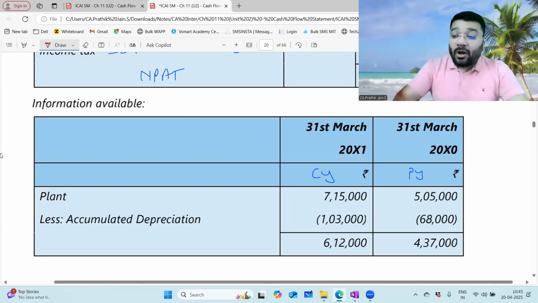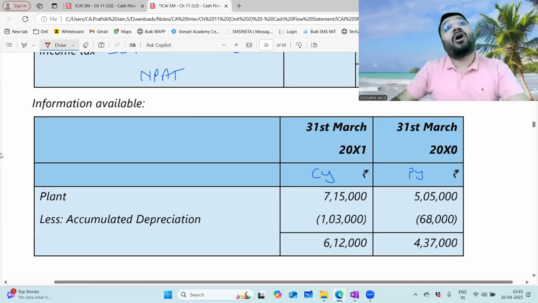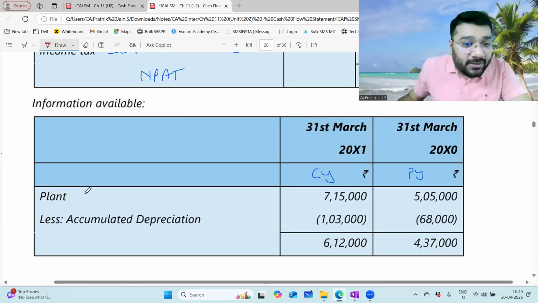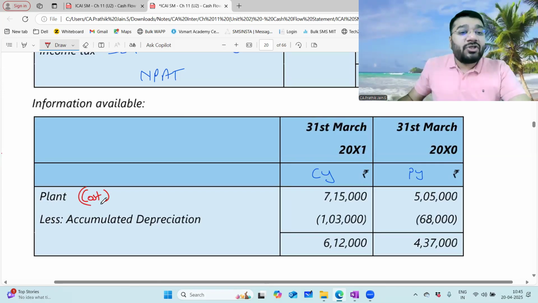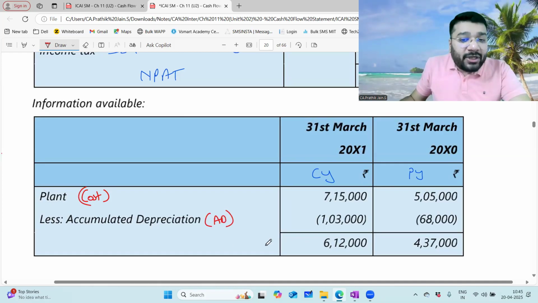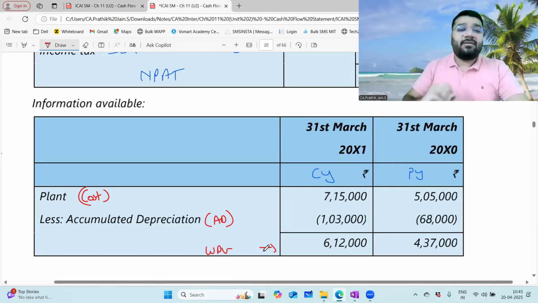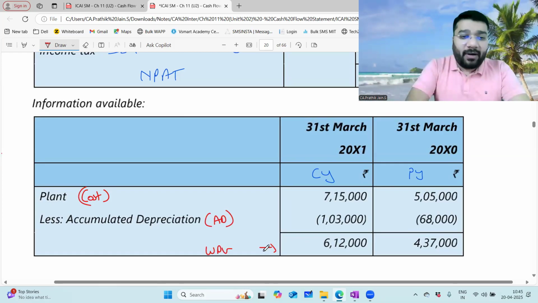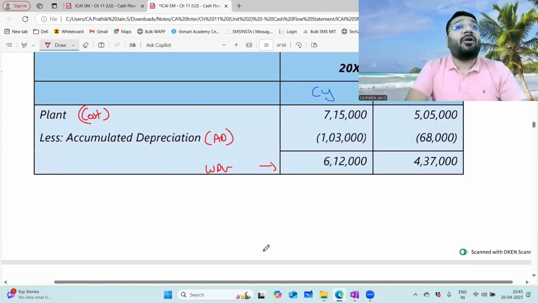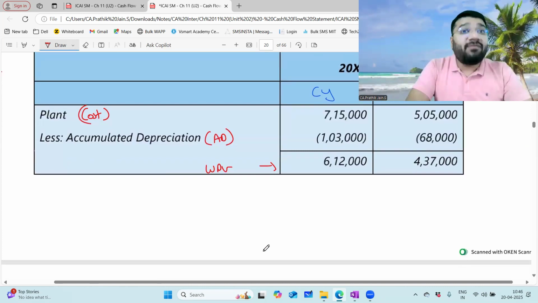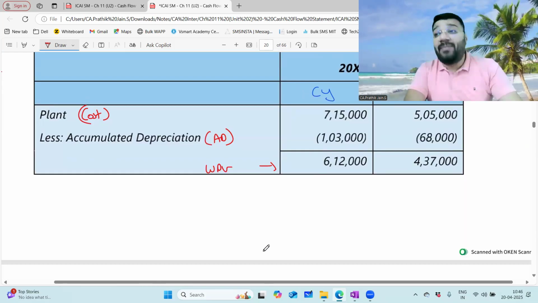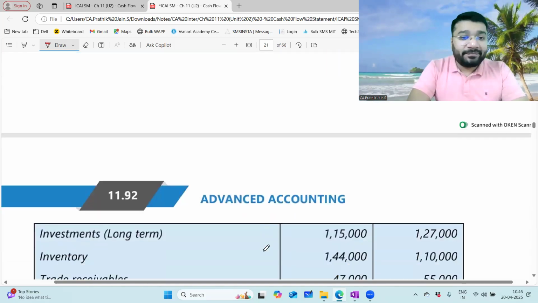Gross method. Always the asset will be at WDV or at cost? Always cost. So from cost, if I minus the accumulated depreciation, this is what? WDV. Any problem? No problem. Sir, I cannot draw any inference based on this. This is just information. I need to see the additional information and decide what needs to be done.